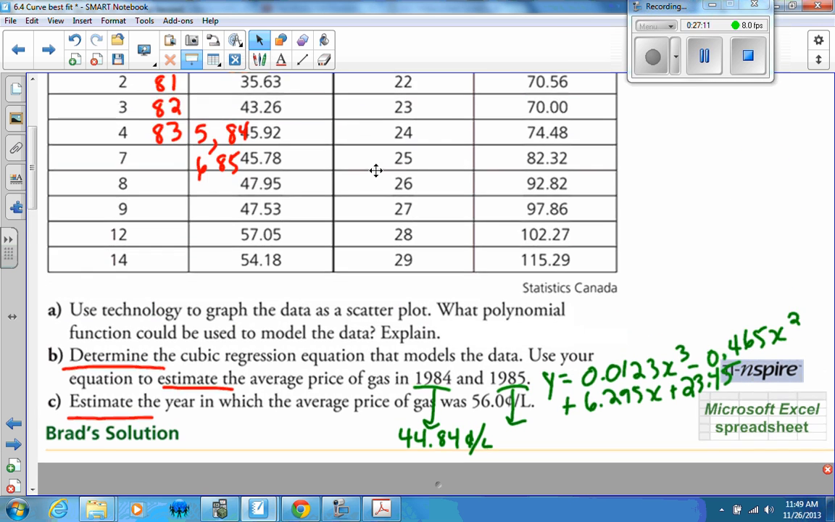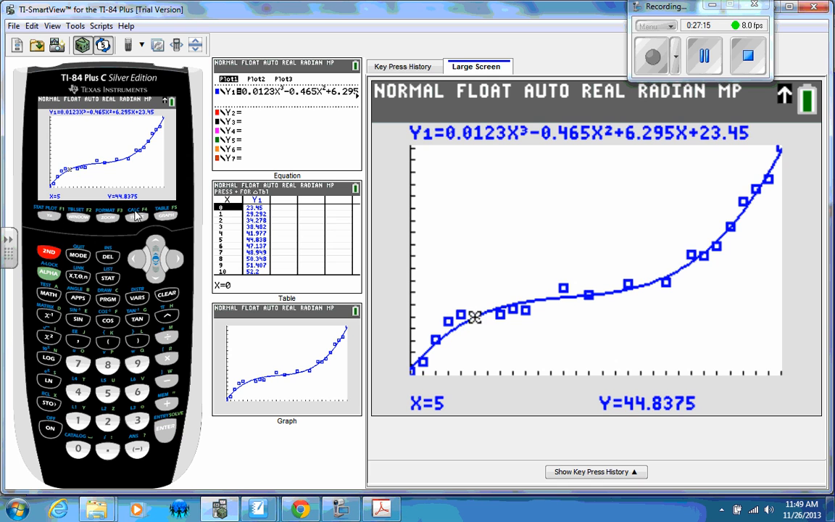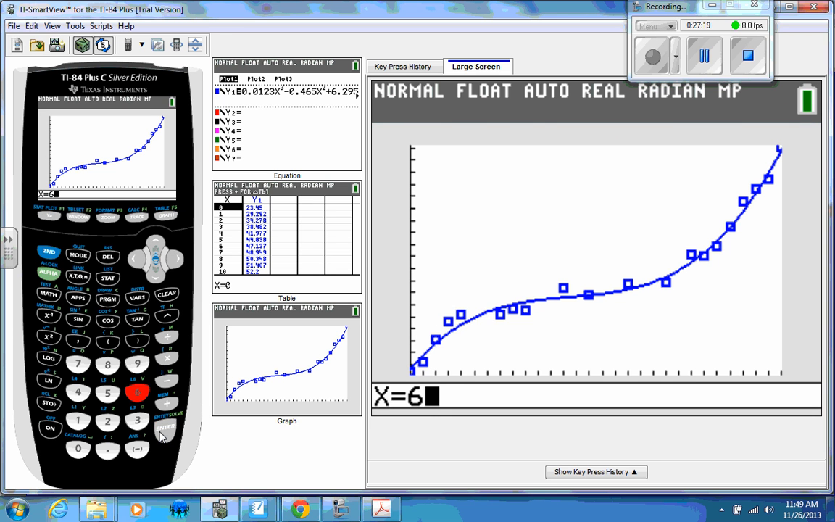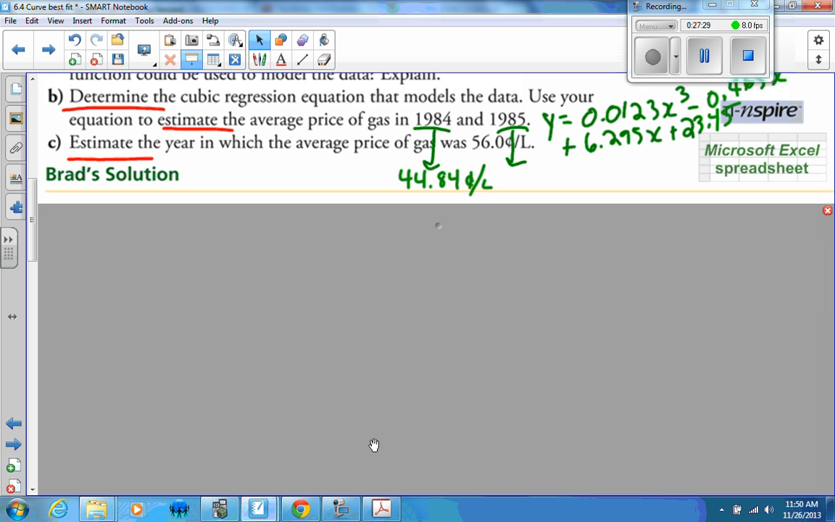So what is it in 1985? I'm just going to make sure I'm using the right number, which should be a 6. So I'm going to go to second function trace again, and I'm going to hit enter for my value. I'm going to type in my 6 and hit enter. And in 1985, gas was around 47.14 cents per liter.